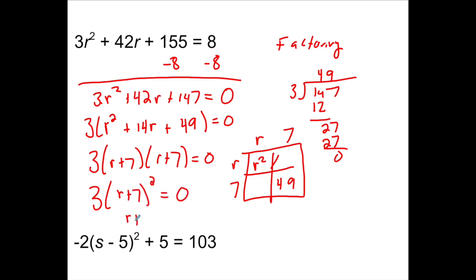So the only way this is going to work is if r plus 7 equals 0, right? Because then you get 3 times 0 is 0. So that means r has to be negative 7. So only one solution, it's negative 7.